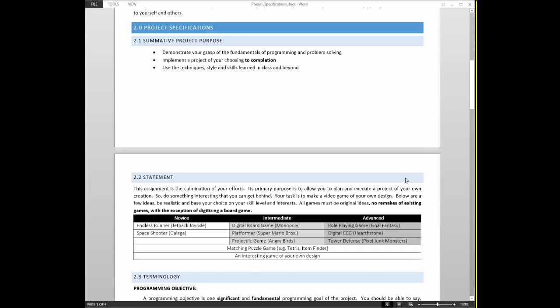So for example, you might have a platformer game that plays a lot like Super Mario Brothers, but may look different, may have a few different game mechanics that really makes it its own. The only exception to this remake rule is if you are digitizing a real board game. So for example, if you were making a digital version of Monopoly or the Game of Life or Sorry or Candyland or something like that.